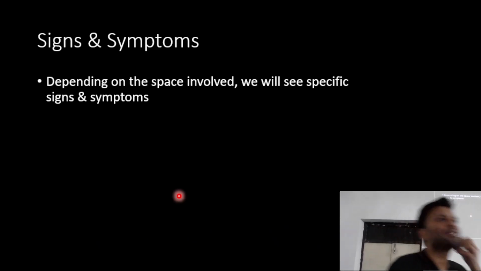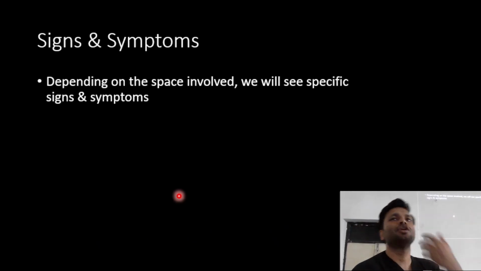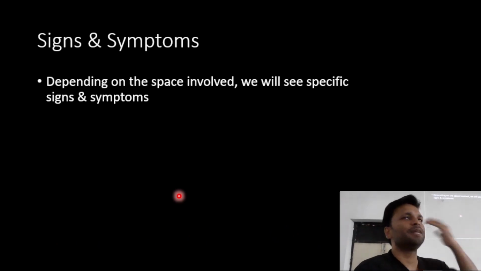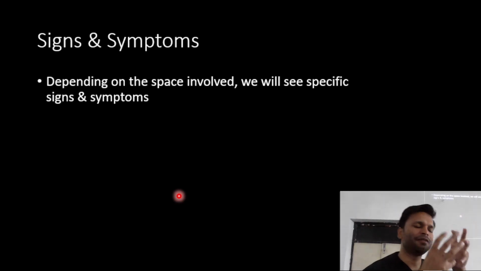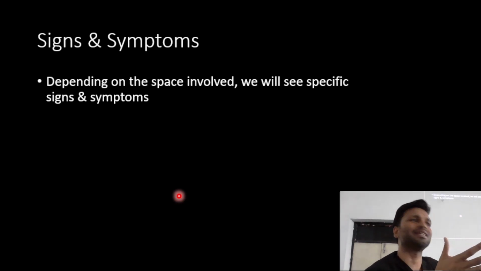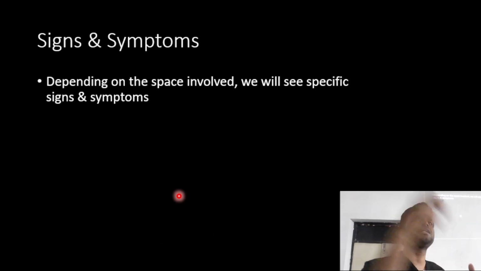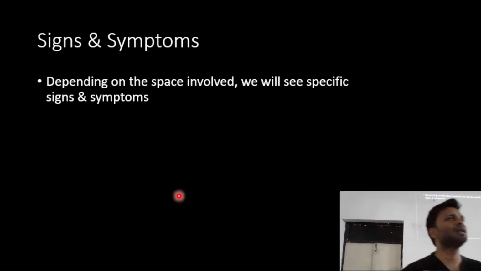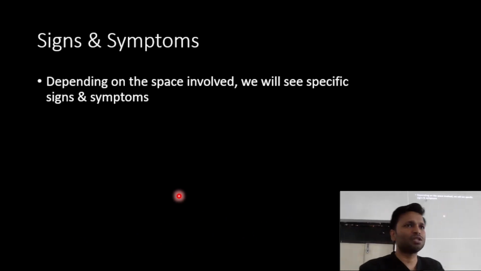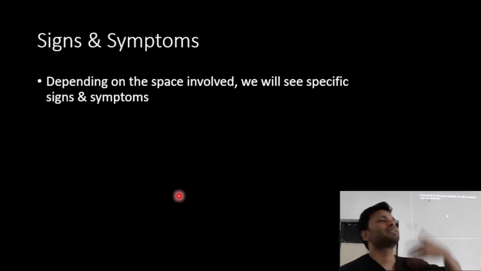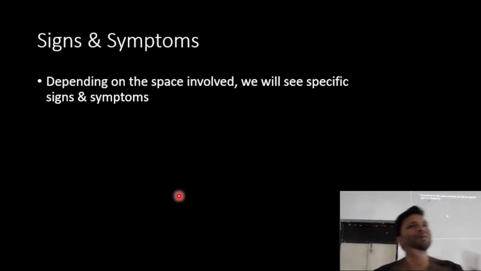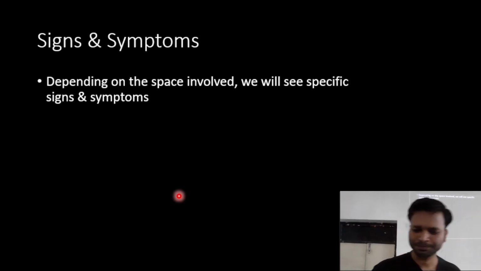And suppose we have the submasseteric space infection or pterygomandibular space infection or deep temporal space infection. These are all infections involving the muscles of mastication. Here in the submasseteric space we have the masseter muscle. In the pterygomandibular space we have the medial pterygoid muscle. In the deep temporal space we have the temporalis muscle. So these muscles, because of the infection, go into spasm, and when they go into spasm, they lead to trismus, right? So you might see trismus also. So depending on the space involved, you will see signs and symptoms.